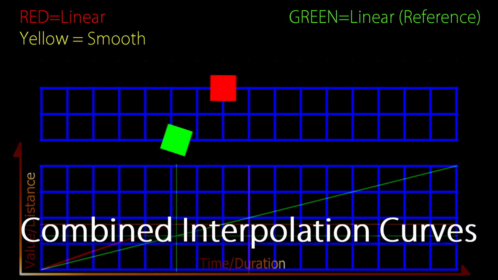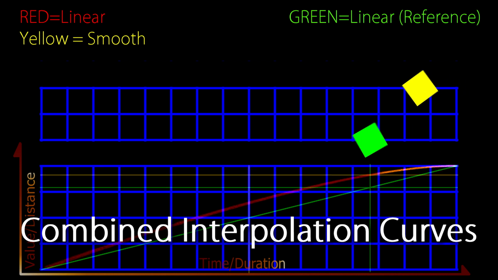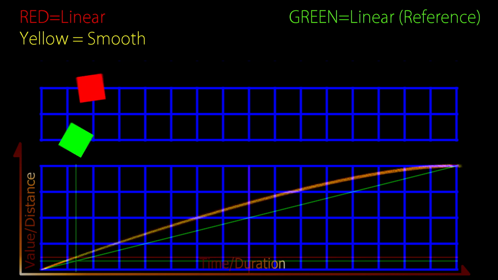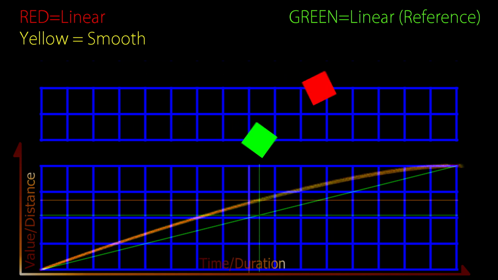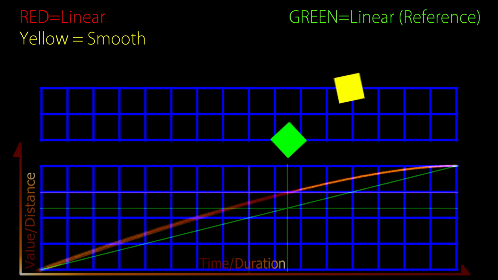So far, we've been looking at what happens when you just have a single type of interpolation curve. Where it starts to get tricky is when you start combining interpolation curves. Two interpolation curves that are of different types that are adjacent on the timeline have an effect on each other.